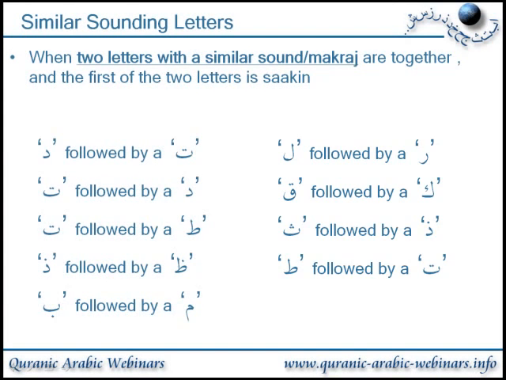So you can see with this, effectively each pair share the same very close point of articulation, i.e. their makhraj, and in a lot of cases they have the same sort of sound. But you'll notice with the ba and the mim, they don't obviously have the same sound, but they're both made from the lips.